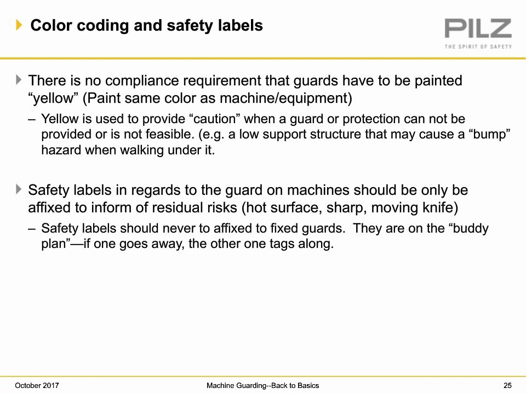Safety labels in regards to the guard on machines should only be affixed for residual risks. Example, hot surface, sharp moving knives. These are things when I open up an interlock door, and I use the example of a shuttle, a plastic molding machine. I open up the door, everything stops. But right in front of me, I've got a hot knife. I can't protect it because it's part of the process. So I put a warning there: hot, wear protective gloves. I want to address the thermal issue, and I wanted to address a hot knife. It's a residual risk. That's all I need.